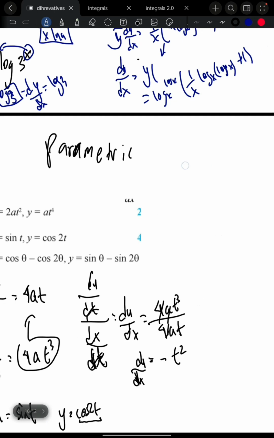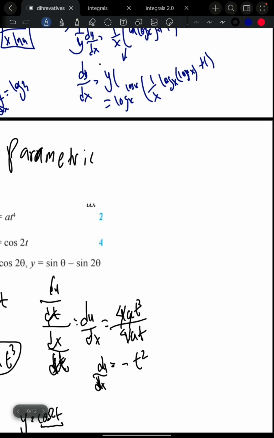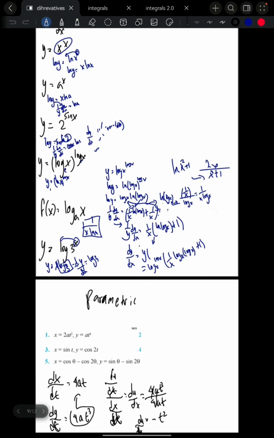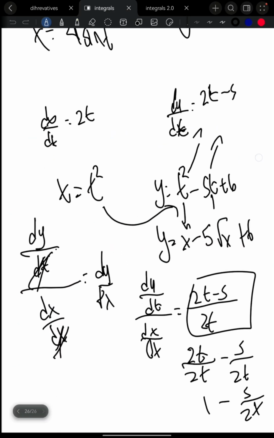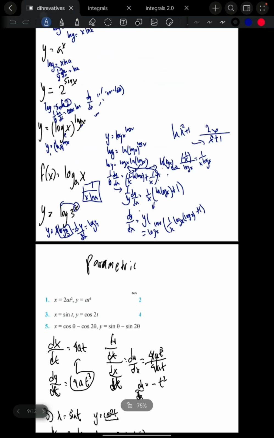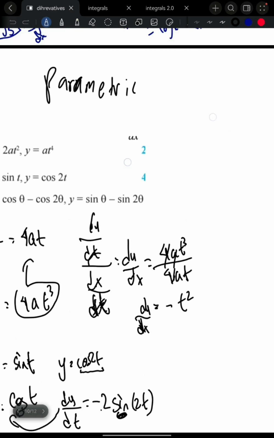Okay, final one. Fine. Wait, is this the final? Oh no. Wait, I didn't even have. Oh, what's happening? I'm glitching.